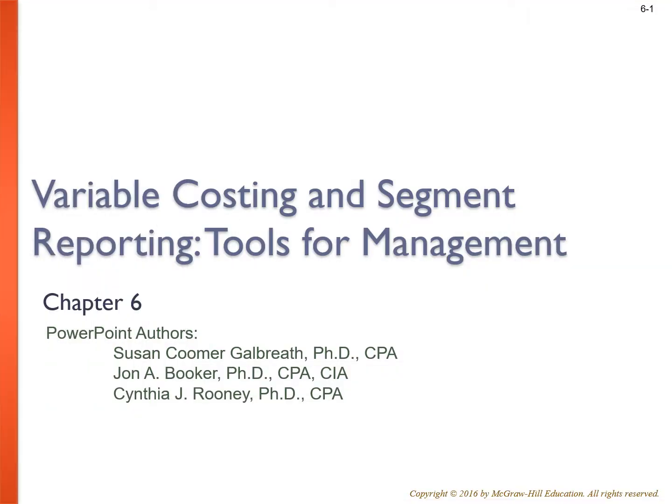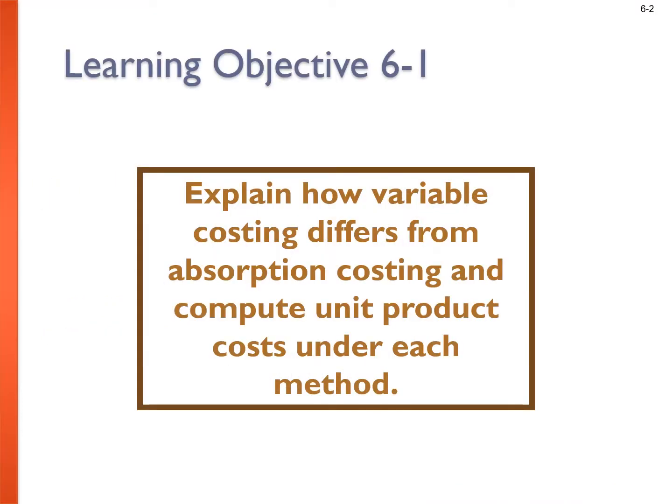Hi everyone. In Chapter 6, we'll be looking at variable costing and absorption costing, segment reporting, which are tools for management. So we're going to explain how variable costing, which you've already learned, differs from what we call absorption costing, and compute unit product costs under each method.